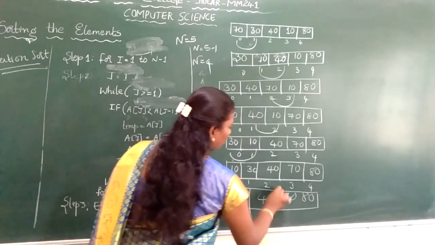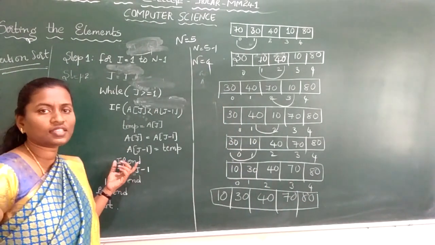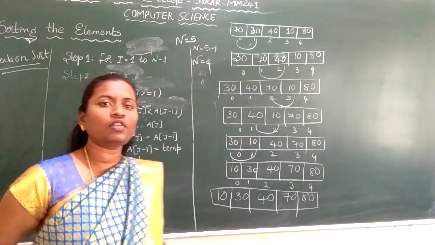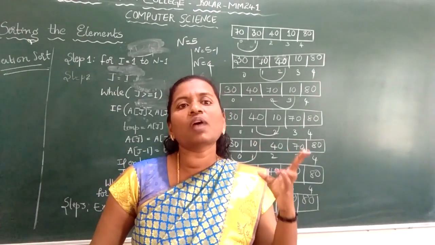Okay, this is your sorted array. So this is the sorting technique in which we discuss the insertion sort. In insertion sort we use only two loops, one is a while loop and the next one is a for loop. Inside, for the swapping we use the while loop.